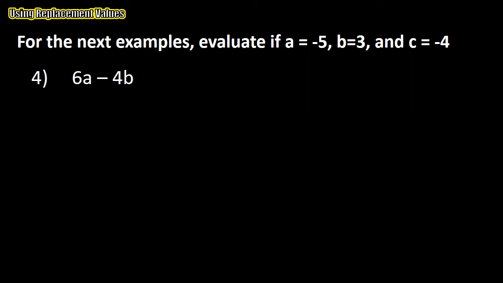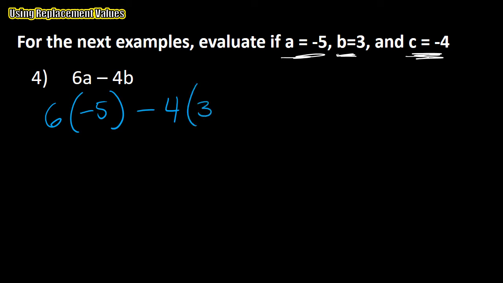So for these next examples, we're changing up the variables, we're changing up what their values are. So we have A is negative 5, B is positive 3, and C is negative 4. So we have 6A minus 4B. So I have 6 times negative 5, and then minus 4 times positive 3. So I rewrote that. Now we're going to do some steps here.